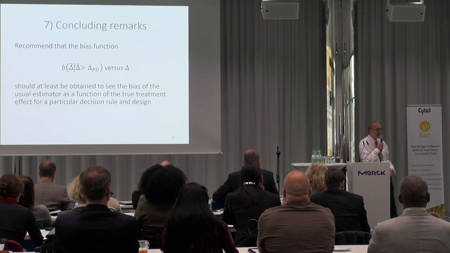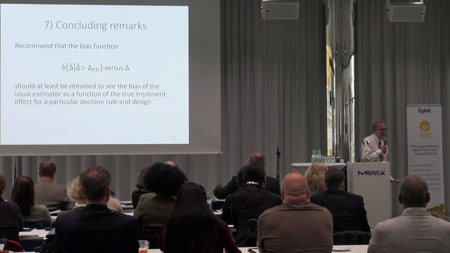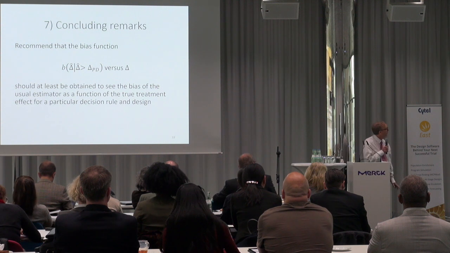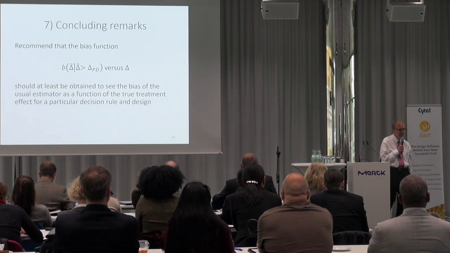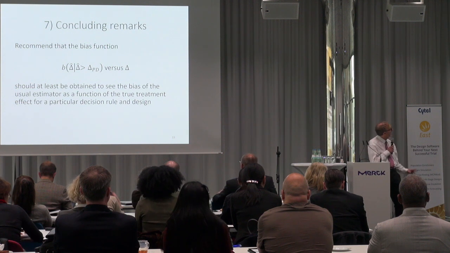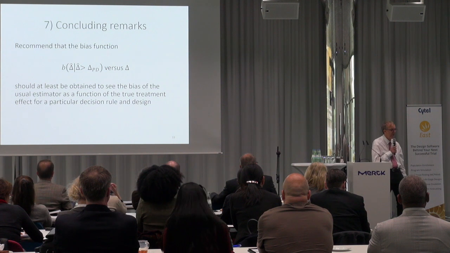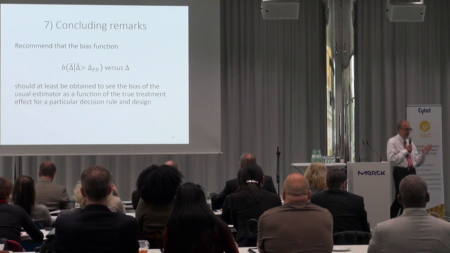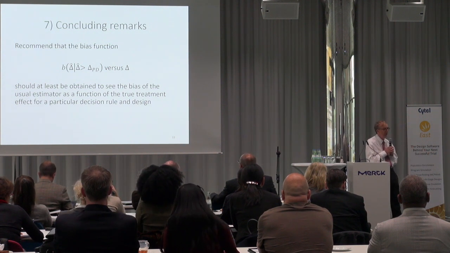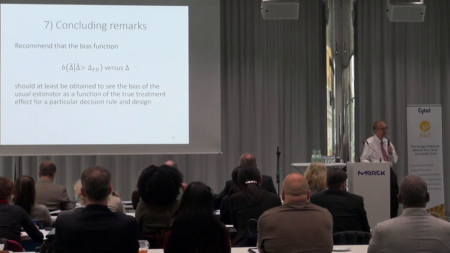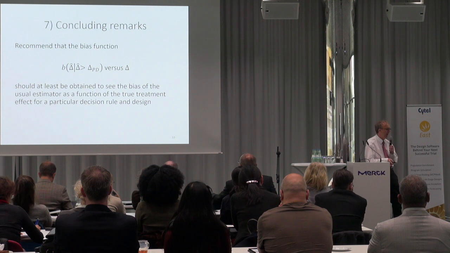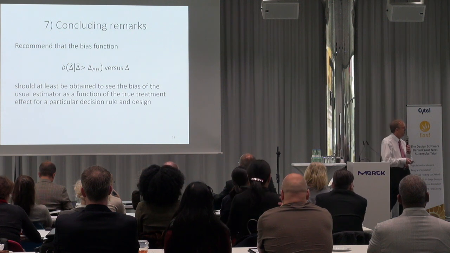So what would our recommendations be? As I tried to say at the start of the talk, this is somewhat exploratory. We're raising this potential issue, and I think it would be good for people to think about it. Our view is it would be good to plot that bias function against the true treatment effect to see, if you're using a decision rule and a particular sample size, what that bias looks like, to be aware if it is potentially a big thing.